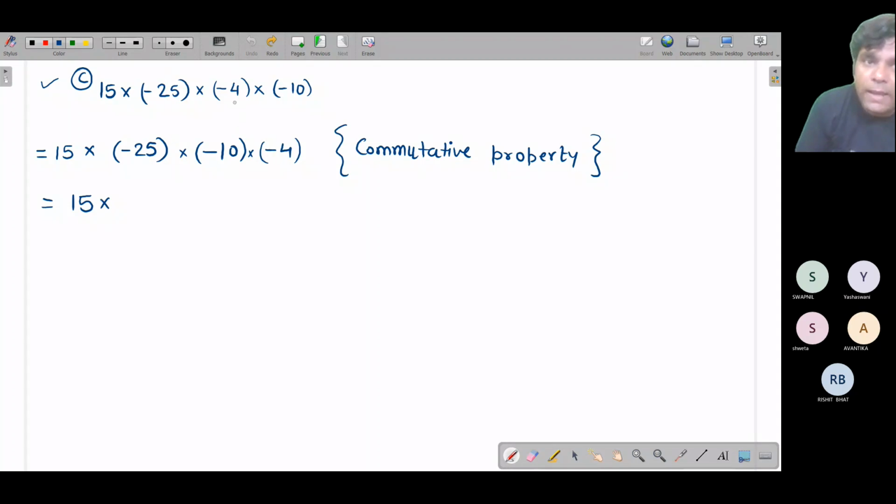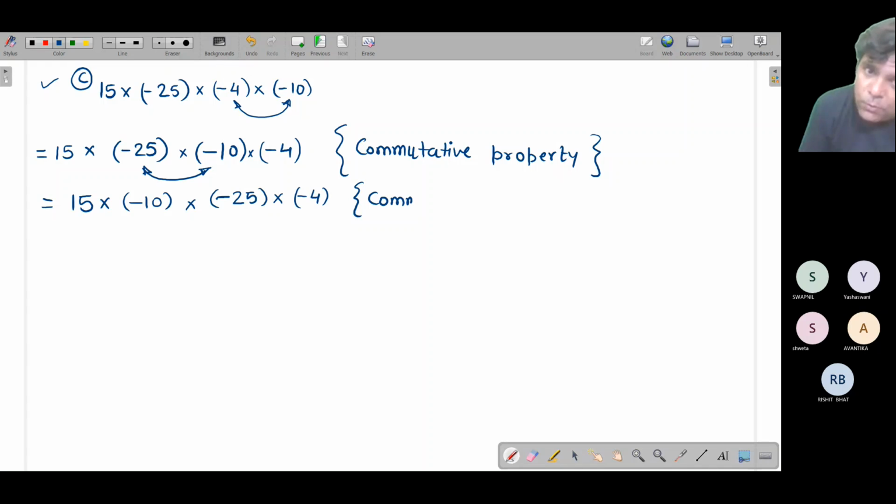Okay. So I commute these two numbers, shifting their locations, minus 10 first and minus 4 then. Here I use the commutative property. Again, I will commute these two numbers. So I will interchange the position of minus 25 and minus 10 like this, and say that I used commutative again. So I write here the property I used. Now you can multiply these two numbers and these two numbers.